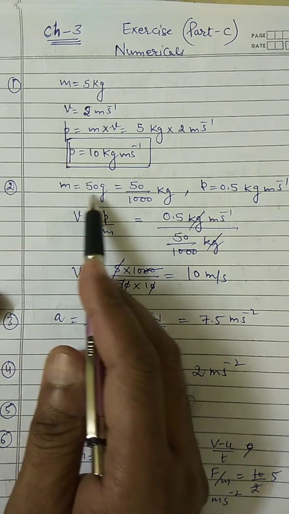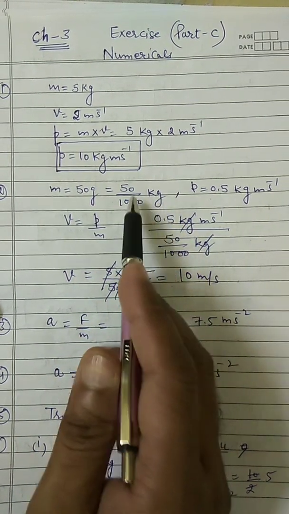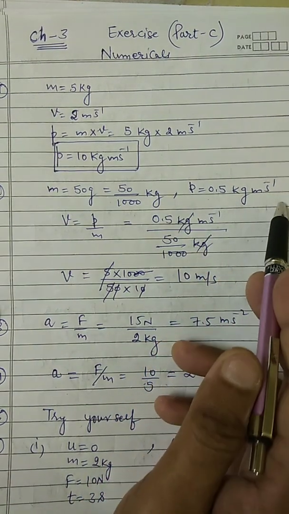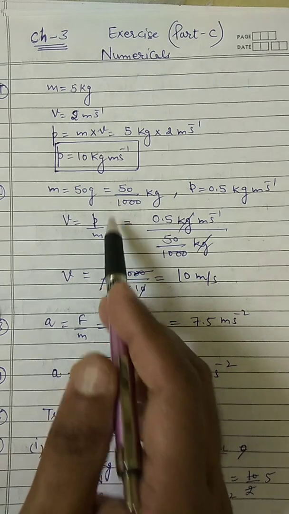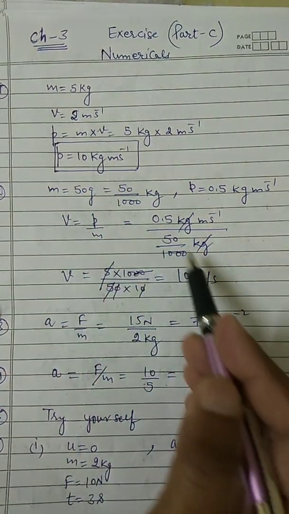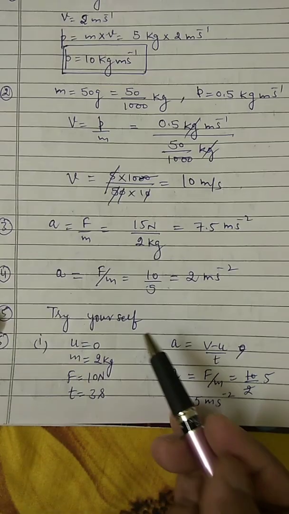In the second numerical, mass is 50 gram. Convert this into kg by dividing with 1000. Momentum will be 0.5 kilogram meter per second. It is given. V is equal to P by M, by rearranging the formula P is equal to mv. So substitute the values. Velocity is 10 meter per second.